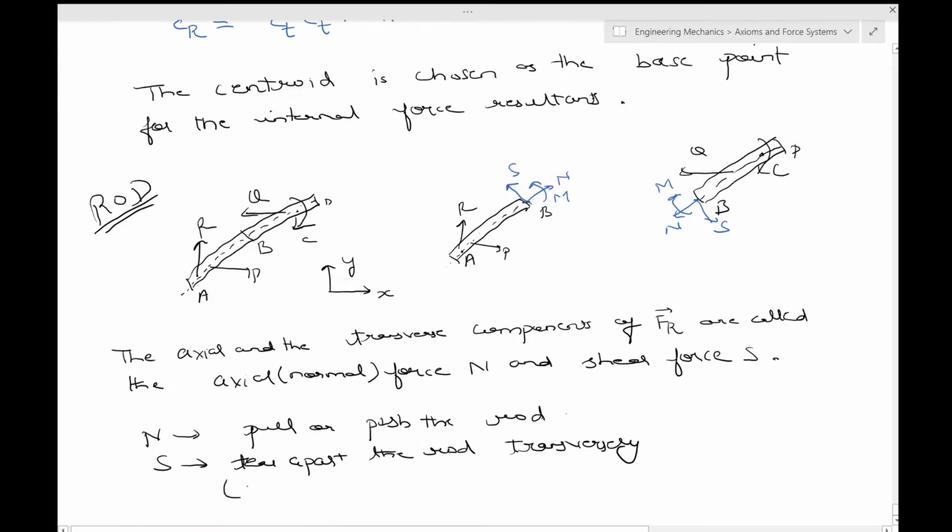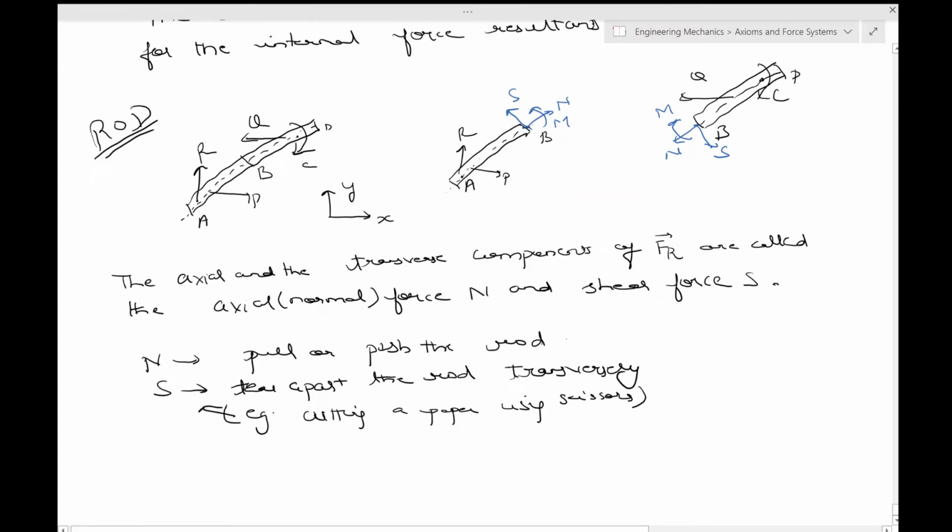Okay, so example is cutting a paper using scissors. That's an example of the shear force. Okay.